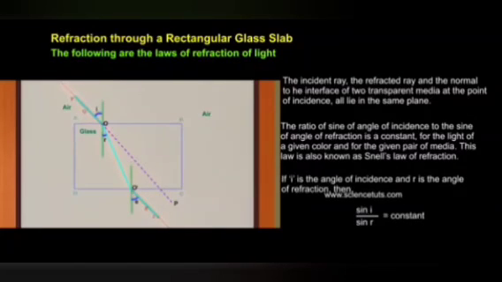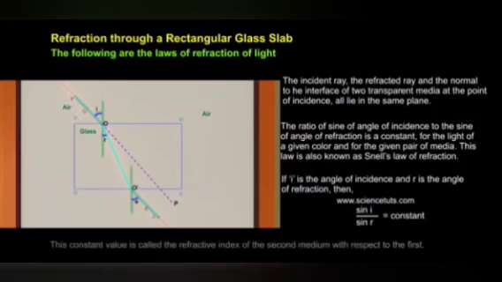If I is the angle of incidence and R is the angle of refraction, then sin I / sin R = constant. Equation 4. This constant value is called the refractive index of the second medium with respect to the first.